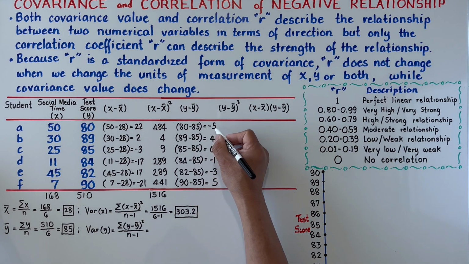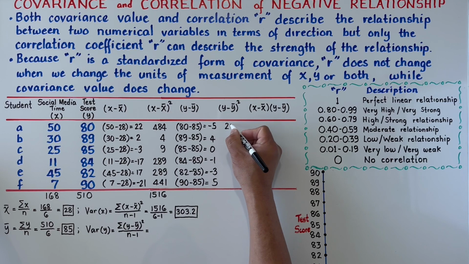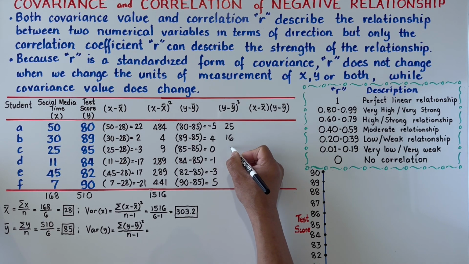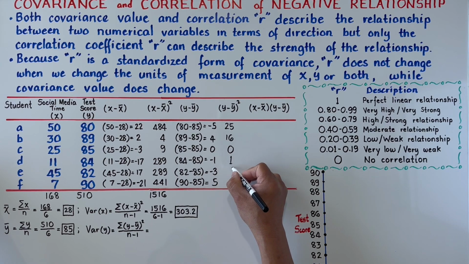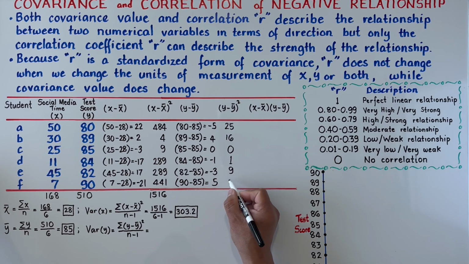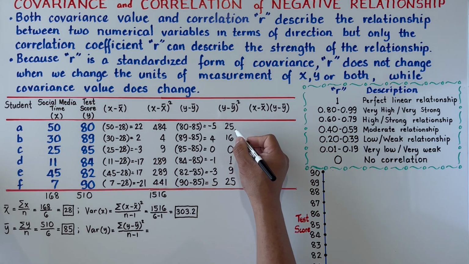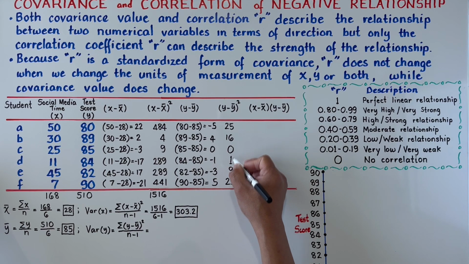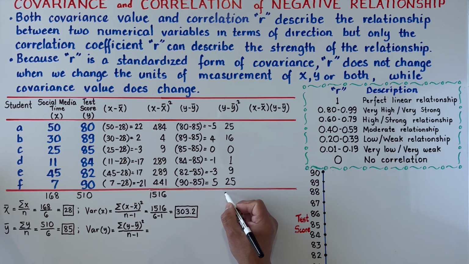And if you square this negative 5, we've got a number 25. The square of 4 is 16. The square of 0 is 0. The square of negative 1 is 1. And the square of negative 3 is 9. The square of 5 is 25. So adding this 25, 16, 0, 1, 9, and 25, get a sum of 76.